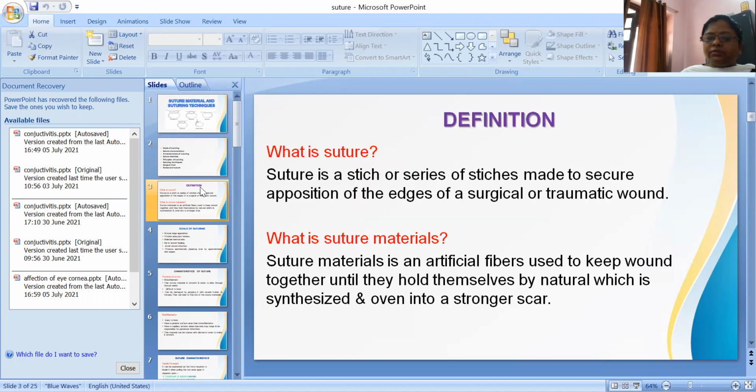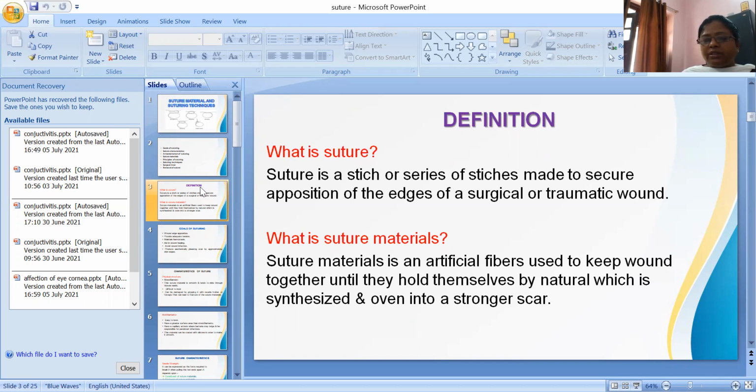So you should know what suture is. How can we define suture? Suture is a stitch or series of stitches made to secure a position of the edge of a surgical or traumatic wound. This is the definition of suture. The main role of suture is apposition of a wound, surgical as well as traumatic.